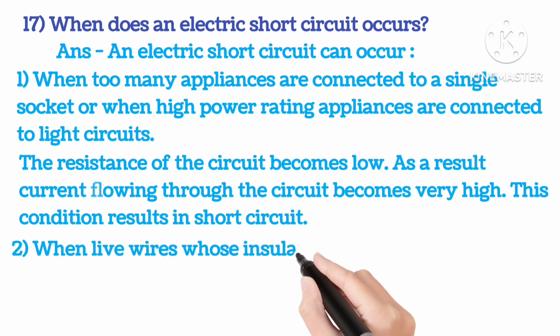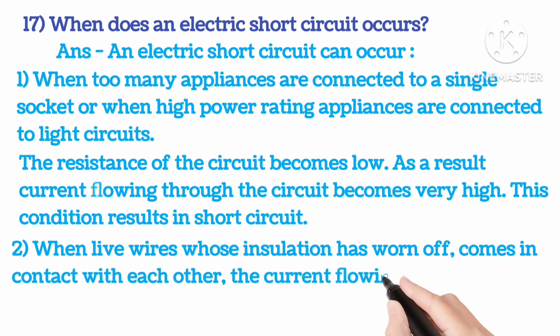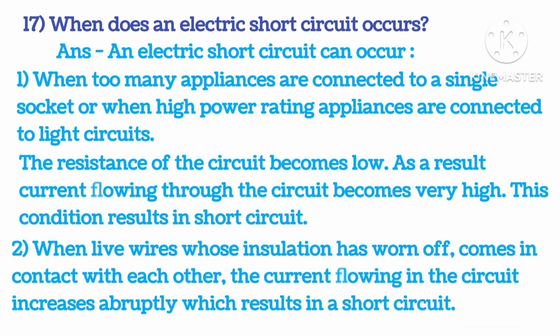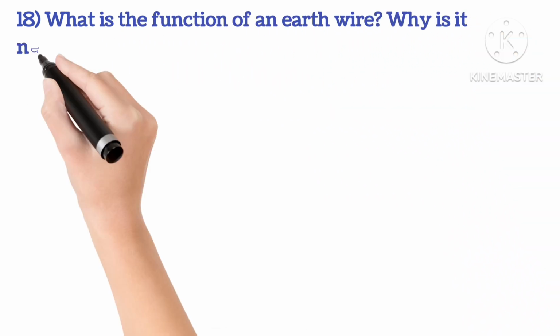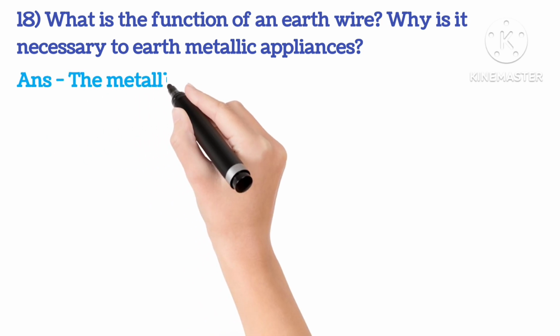Second, when live wires whose insulation has worn off come in contact with each other, the current flowing in the circuit increases abruptly, which results in short circuit. What is the function of an earth wire? Why is it necessary to earth metallic appliances?